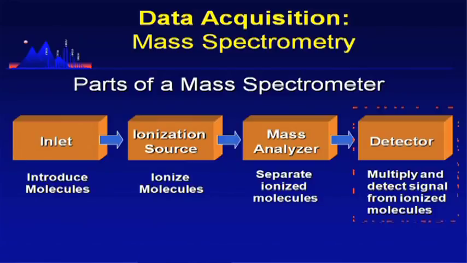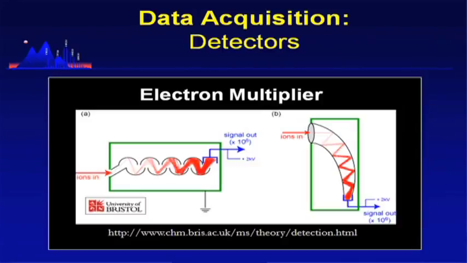Okay, so then the detector is some sort of form of electron multiplier. We're just detecting ions and then amplifying that and turning it into a signal. There's nothing fancy about it.